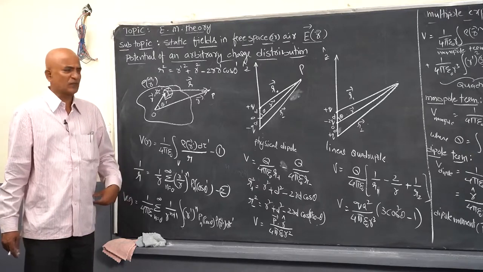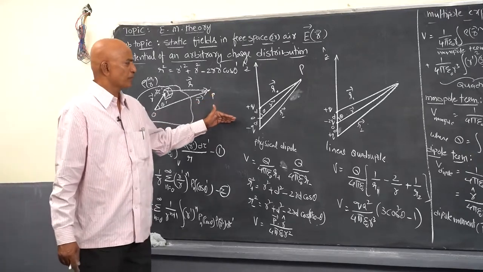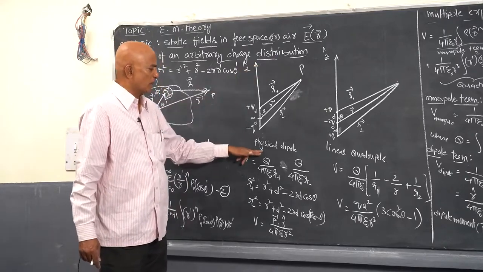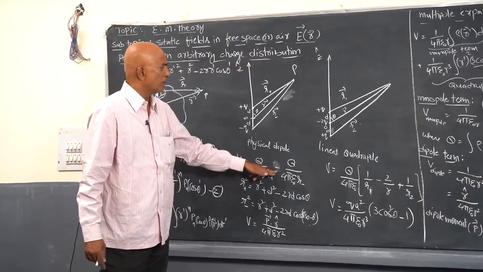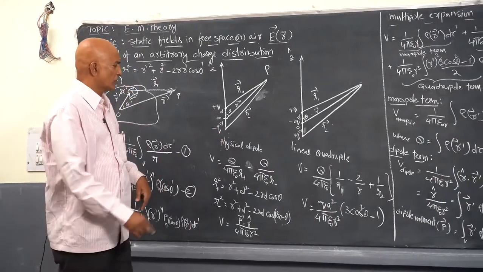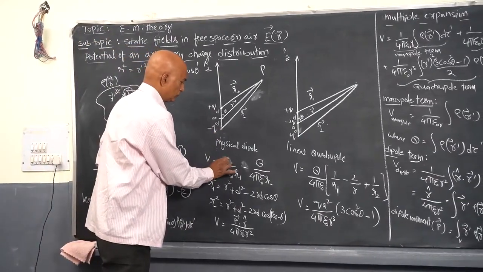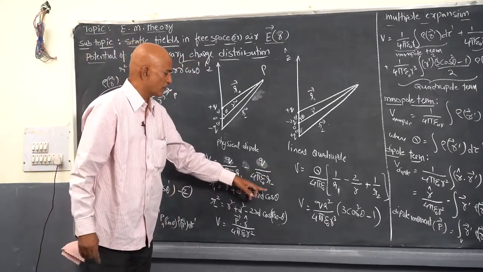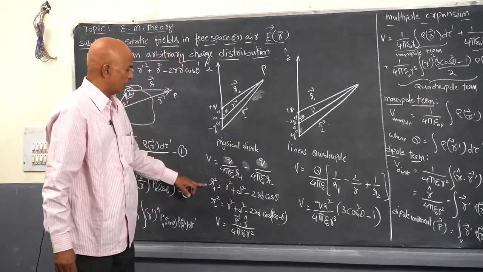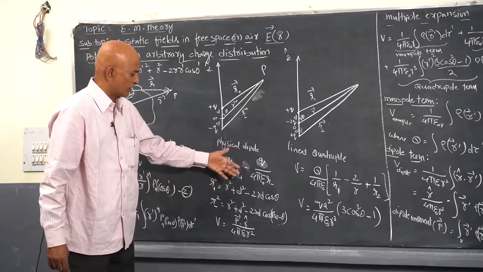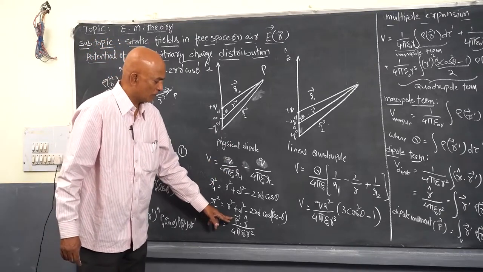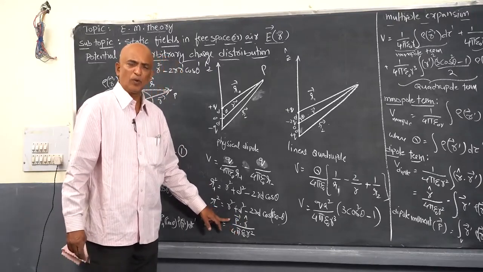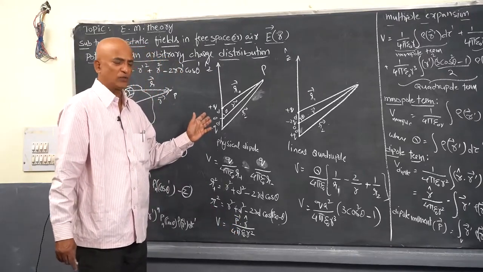Before going into detail, first let us see, for a physical dipole, what is the potential at the point P. It is q by 4 pi epsilon naught r plus, minus q by 4 pi epsilon naught r minus. Using the cosine rule, you will get r plus and r minus. Substituting here, finally you will get V is equal to p dot r cap by 4 pi epsilon naught r square, where p is the dipole moment of this physical dipole, charge into length of the dipole.